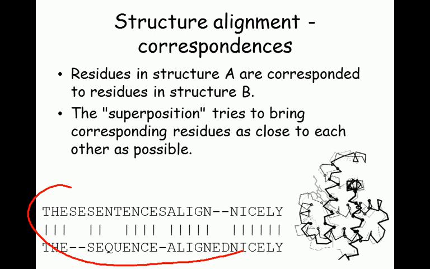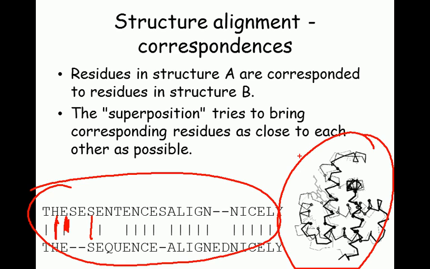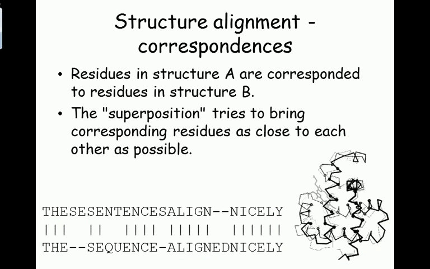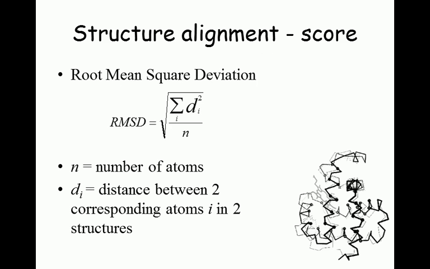So this is the sequence. This looks like a sequence alignment where it's just corresponding the residues from one protein to the other, and you have a structure superposition that tries to bring these residues close to each other. Okay. But you don't know beforehand which residues to align. So the structural alignment problem both has to find the correspondences and also find the structural superposition that brings those residues close to each other.